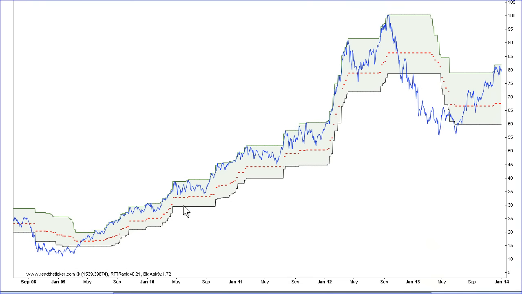That is the best way for the retail investor to enjoy a trend and accumulate wealth, is to ensure that the period of cause and effect is in action, and this is easily seen by the readtheticker.com RTT Steps indicator.